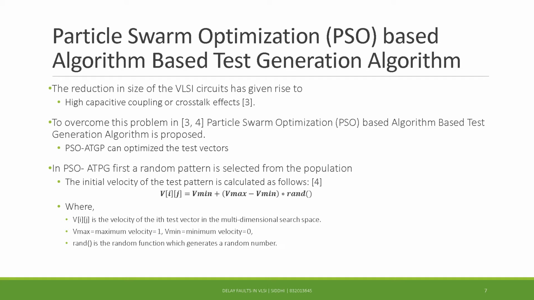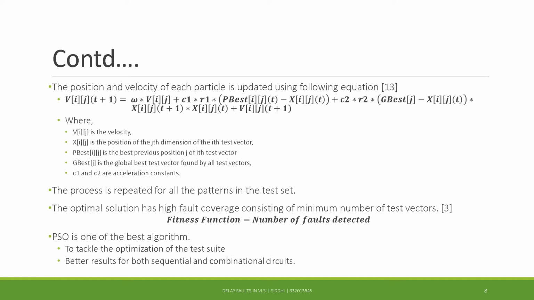In this methodology, first a random pattern is selected from the population, which initially consists of random patterns in the search space. The initial velocity of the test pattern is calculated as shown in the equation: Vij = Vmean + (Vmax − Vmean) × rand, where Vij is the velocity of the ith test vector in the multidimensional search space, Vmax is the maximum velocity, Vmean is the minimum velocity, and rand is a function which generates a random number.